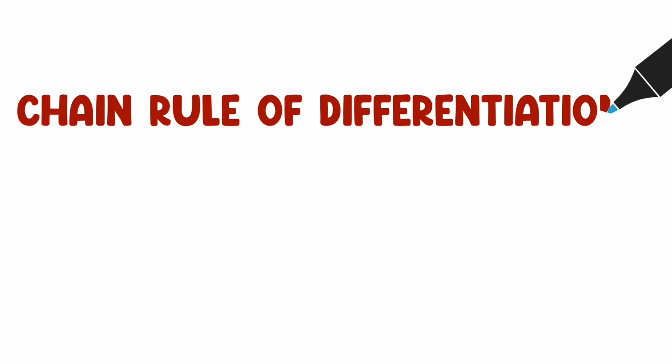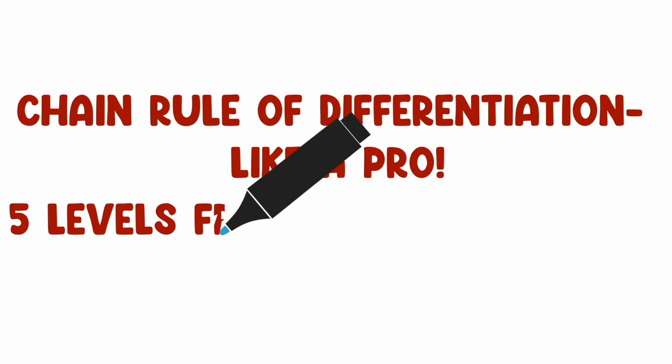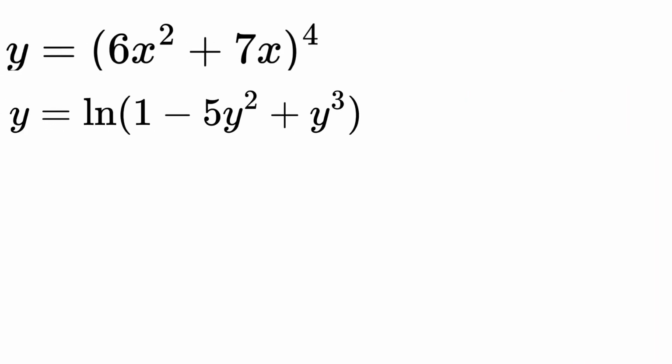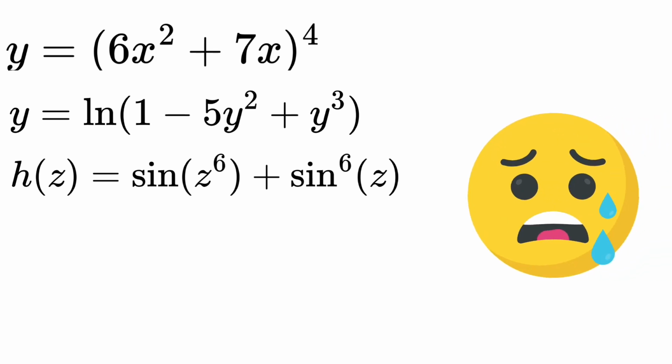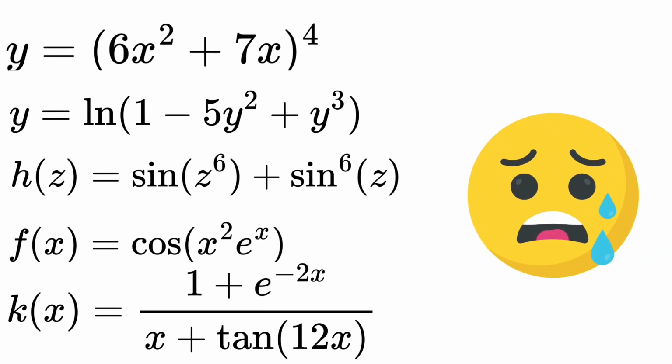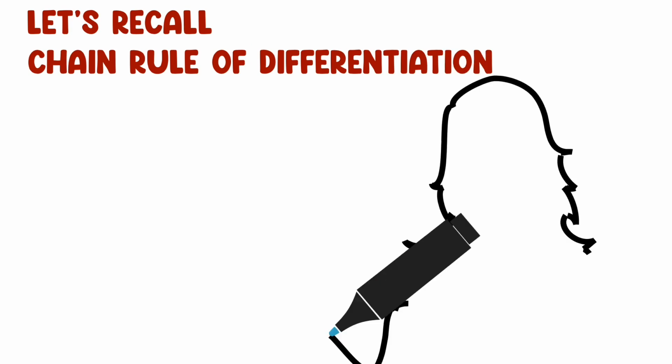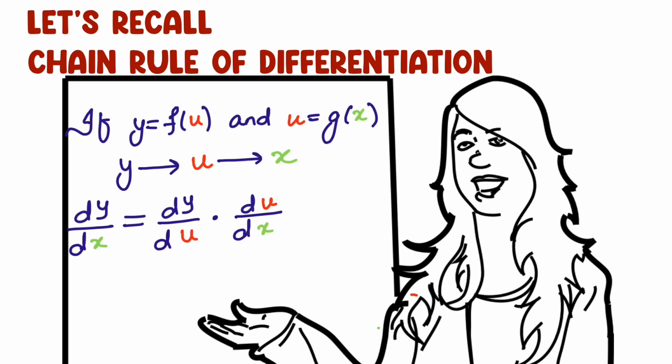Chain rule of differentiation. We are going to have 5 examples from easy to insane. Let's recall the chain rule of differentiation. Y is a function of u, as you can see on the screen, and u is a function of x. So on the left side, first function and last function, dy by dx, and on the right side dy by du into du by dx. We'll use this in the examples.